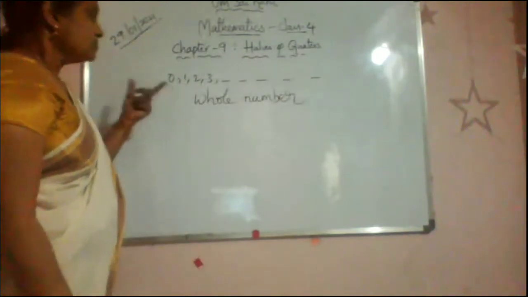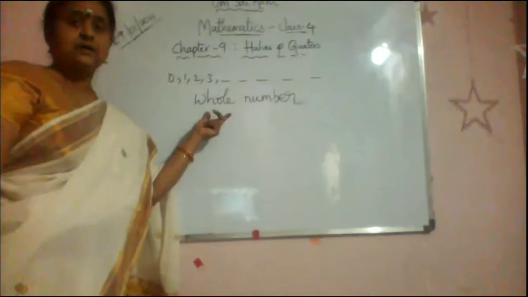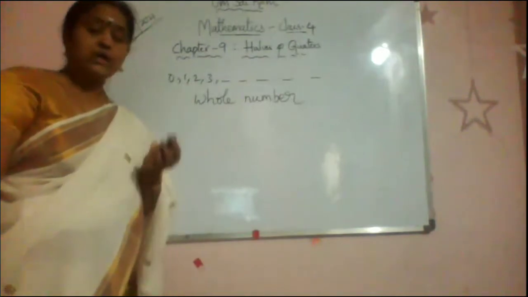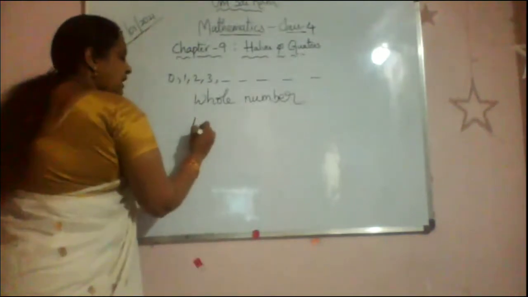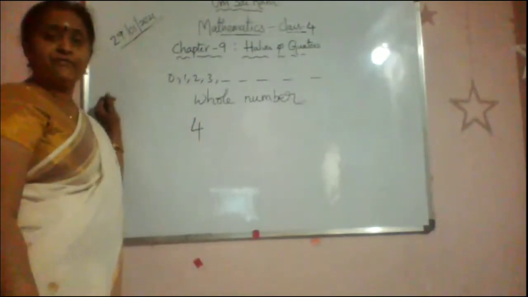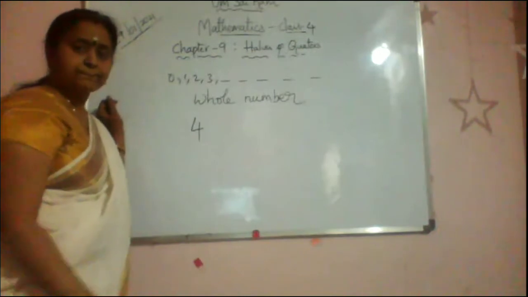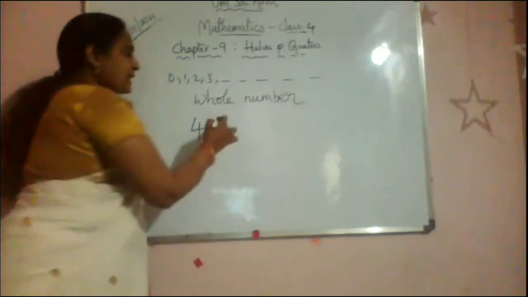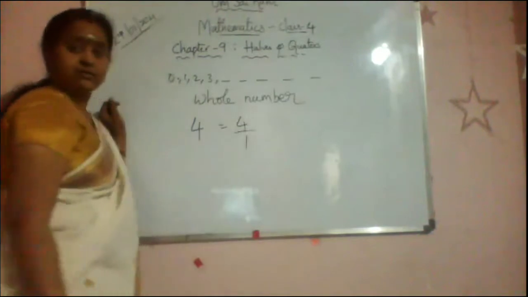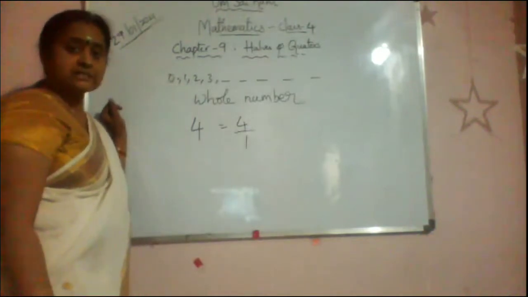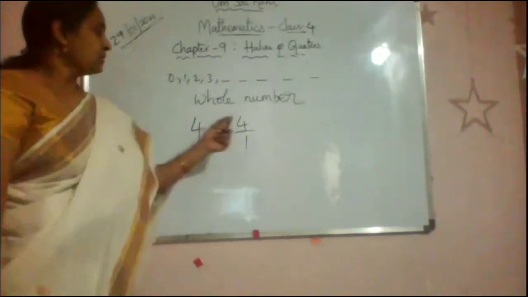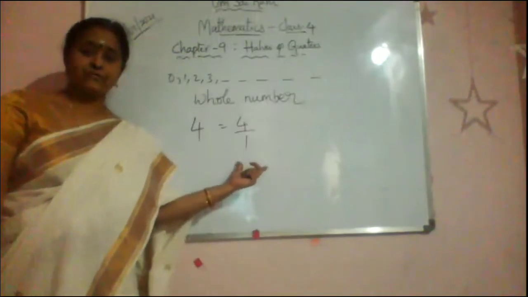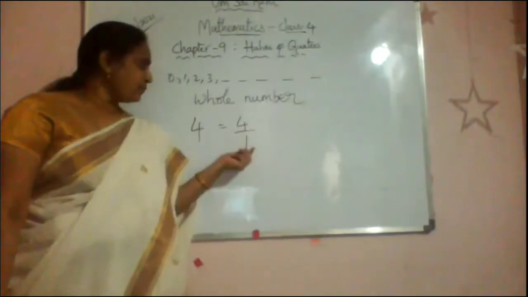Okay. So when we are going to write these whole numbers in a fraction form, suppose I want to write the number 4 in fraction form. How will we write it? This can be written as 4 by 1. 1 into 4, 1 4s are 4.